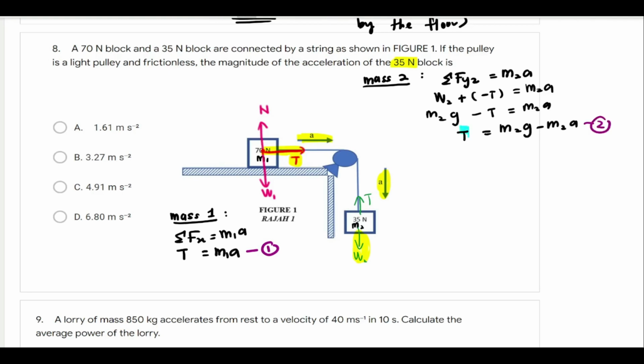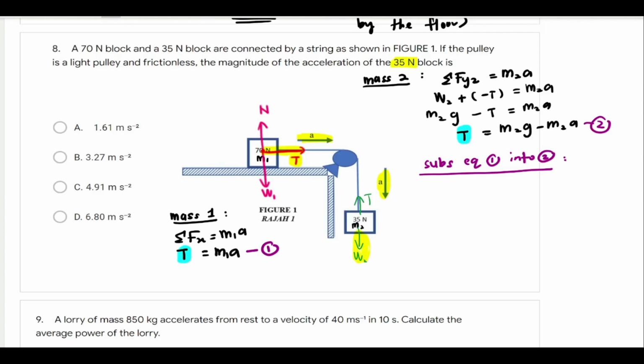Boleh? Jadi kalau kita tengok kat sini, kita ada T sama kan? Okay, so untuk selesaikan A, sama ada kita nak substitute equation 1 into equation 2, ataupun kita nak tulis equation 1 equal to equation 2, mana-mana pun boleh. Okay, cumanya dekat sini let's say lah kita nak substitute equation 1 into equation 2. Okay, so kalau kita tengok kat sini, soalan bagi kita weight kan, dia tak bagi mass kan, kita tak ada M1 dan kita tak ada M2. Jadi nak tak nak, kita kena cari dulu berapa mass 1, berapa mass 2, berapa M1 dan M2.